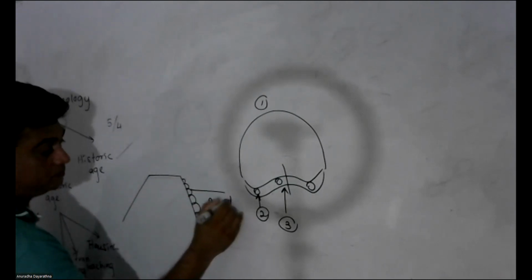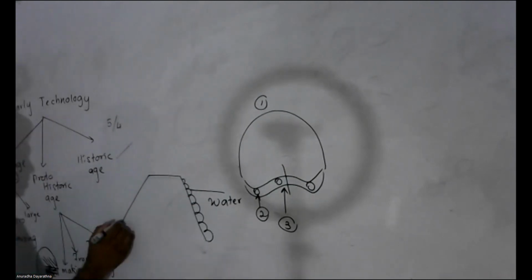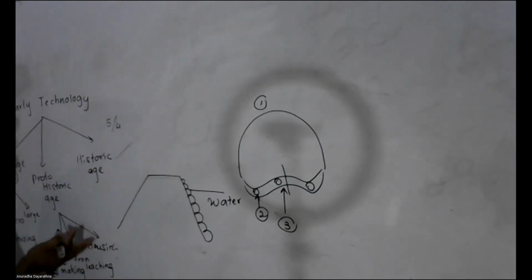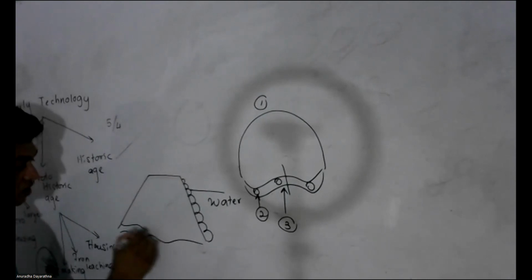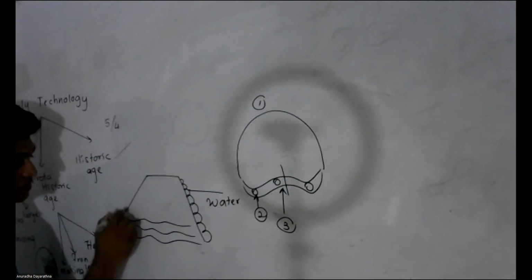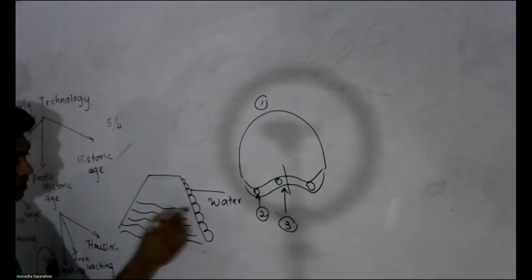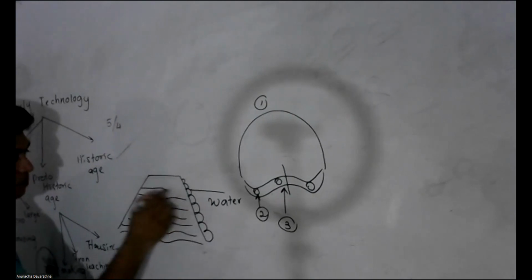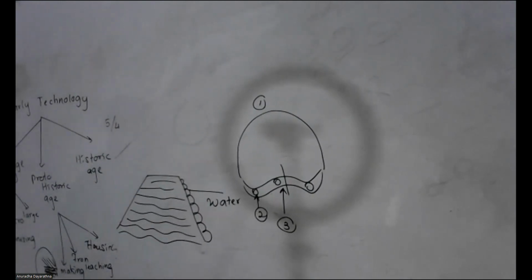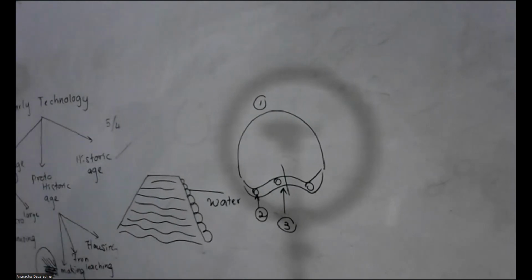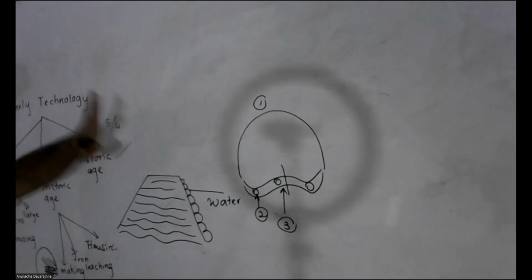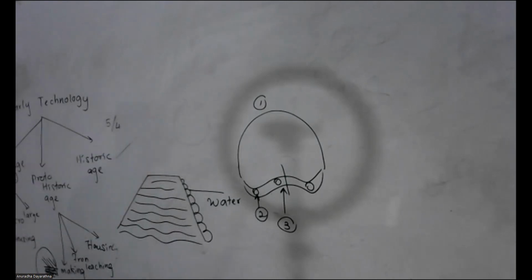So this is water. And when constructing this, this side has a gentle slope and this side has a steep slope. Different soil layers, rock layers, sand layers, gravel layers, clay layers, they are placed and compacted. Then only can you make a very strong dam. Otherwise, you can't make a strong dam. So you have to explain this in the exam.